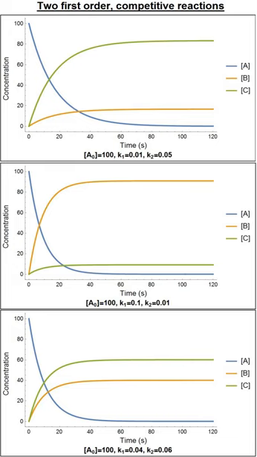Topic: Power laws. A common form for the rate equation is a power law: R = k[A]^x[B]^y... The constant k is called the rate constant. The exponents, which can be fractional, are called partial orders of reaction, and their sum is the overall order of reaction.